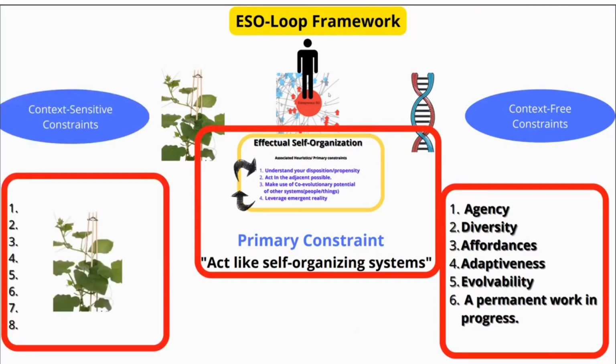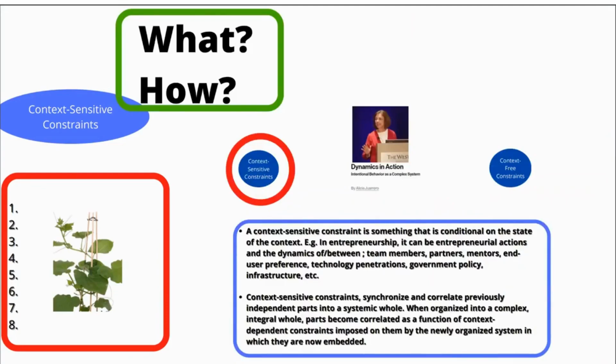Now, in this part, we are going to look into the second key type of constraints, which is context-sensitive constraints. According to Alicia Herrero, context-sensitive constraints synchronize and correlate previously independent parts into a systemic whole. When organized into a complex integral whole, parts become correlated as a function of context-dependent constraints imposed on them by the newly organized system in which they are now embedded.